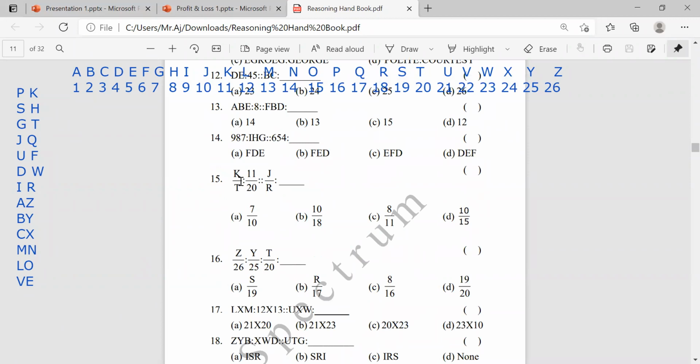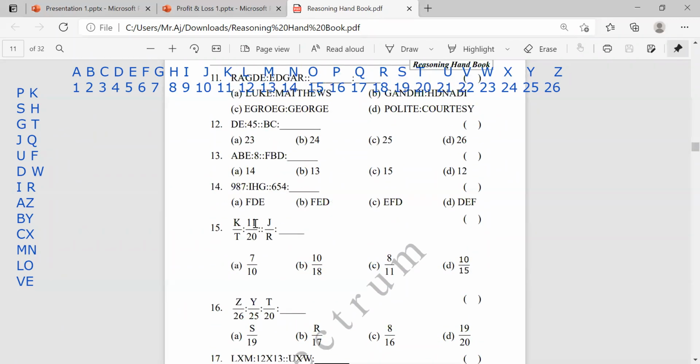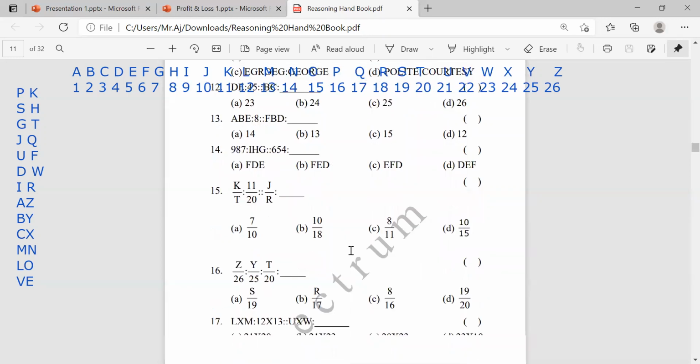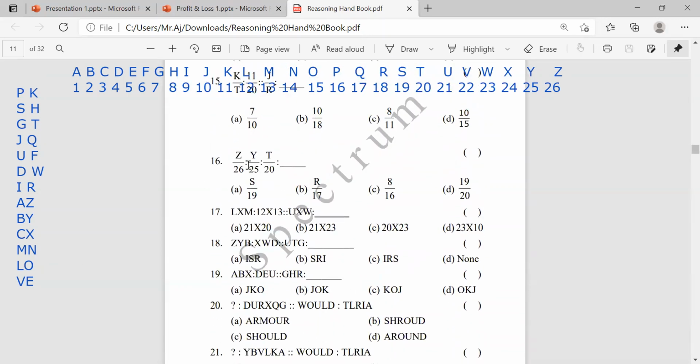Okay, for this one: K, E, K, T, 11, 20. K, T, 11, 20 they have given. So see, T number is 20, K number is 11, J number is 10, and R number is 18. This one is the answer, right? So 15. Just solve. Simple questions you just solve. So J equals 26, Y equals 25, T equals 20. And what's the next letter? What's the difference? 4, 4 difference.